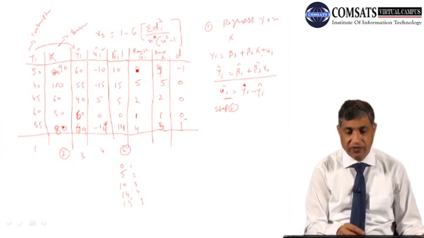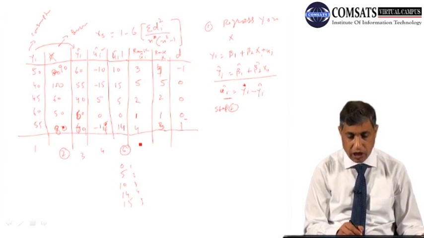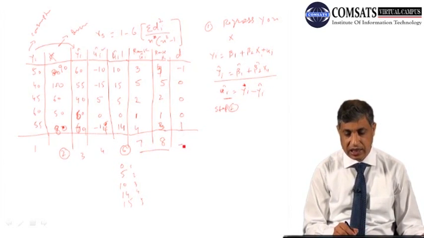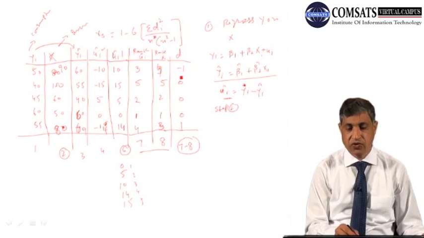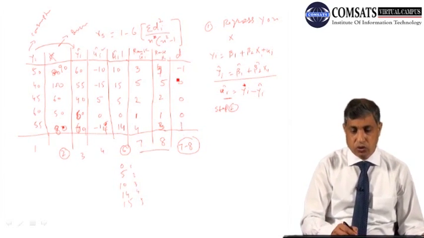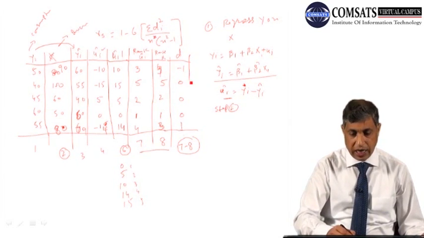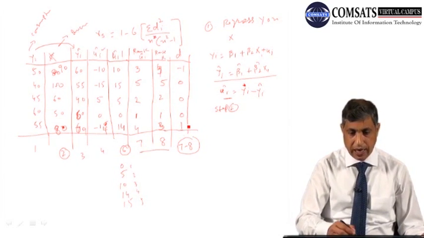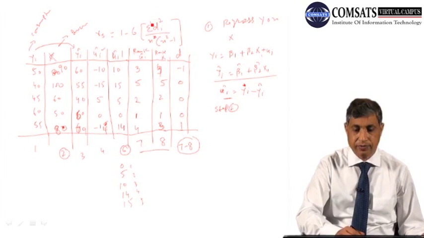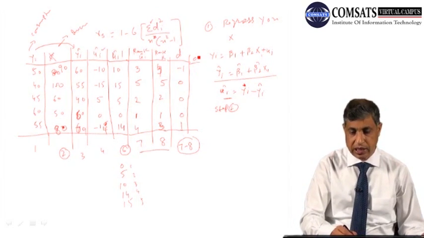So I want to take the difference of these two columns, column 7 and column 8. This is the result of column 7 minus column 8. So this is 3 minus 4, that is -1, 0, 0, 0 and 1. Now if you look at the formula, I need D square. So I will simply make the square.